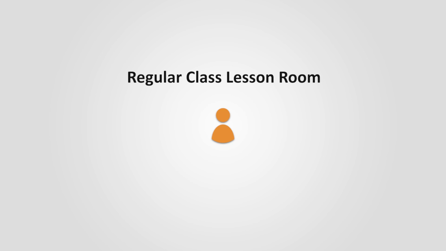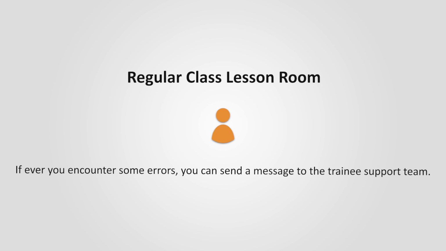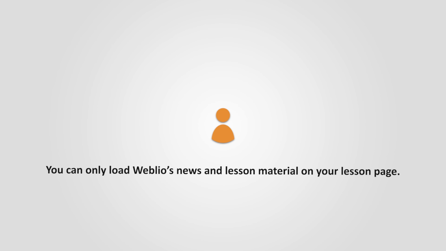Now, let's talk about regular class lesson room. Regular class lesson room has 4 functions only: lesson page, customer chat box, and video and mic button. These 4 functions do not have any difference with the corporate class lesson room. If ever you encounter some errors, you can send a message to the trainees support team. Lastly, please note that you can only load Weblio's news and lesson material on your lesson page.